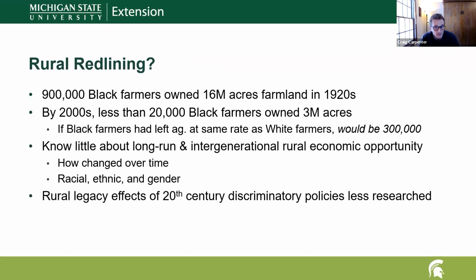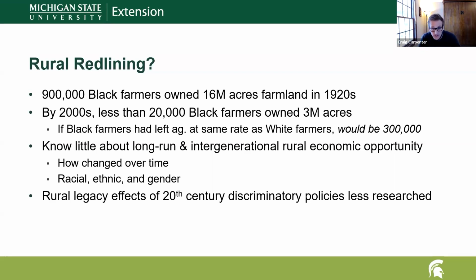So it turns out rural redlining has been going on for a long time. In the 1920s, there were about 1 million Black farmers in the US, and in the 2000s, there's less than 20,000. New research estimates that, of course, there's fewer farmers in general, but if Black farmers had left agriculture at the same rate as white farmers, there would be over 10 times as many Black farmers still. So more like 300,000 instead of 20,000.